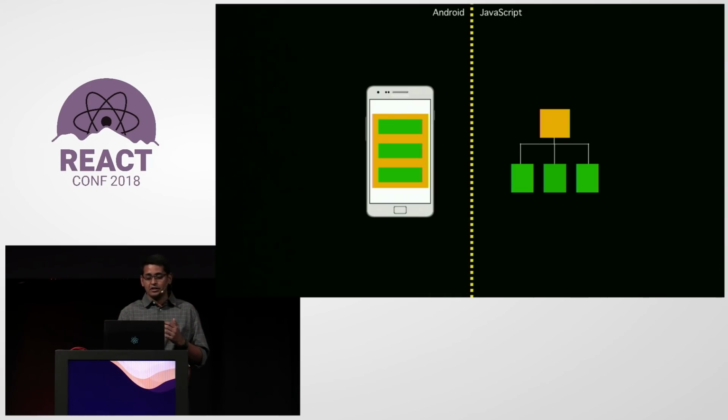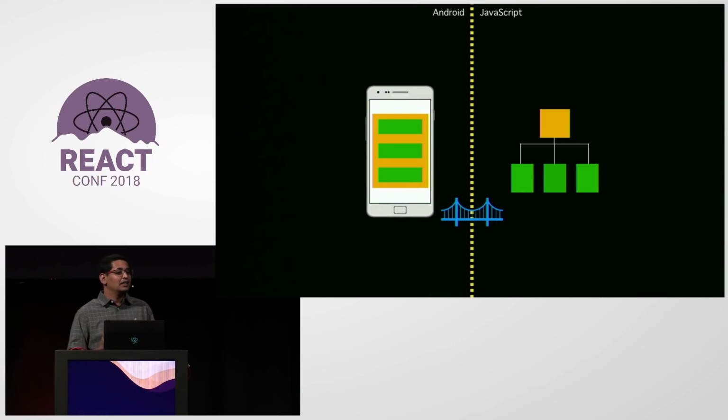And to address this problem, we will have to ensure that there is another way to communicate between these two worlds. In the React Native world, we call it the React Native bridge. The best way to think about the bridge is a simple mechanism to pass messages over from the JavaScript world to the native world and back.